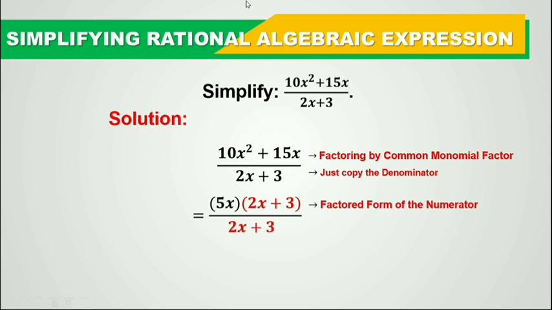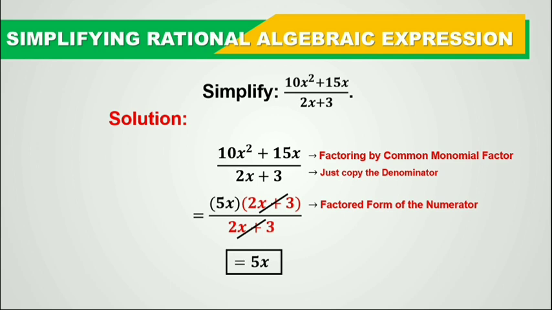And then, tingnan mo, ang 2x plus 3 sa numerator ay parehas din, or may kaparehas siyang expression sa denominator. So, 2x plus 3. So, ano ang gagawin natin ulit? Ang gagawin natin ay i-cancel lang natin silang dalawa. So, therefore, ang matitira na lang ay ang 5x. And this is now the answer for this particular example. So, ganyan lang talaga kadali.